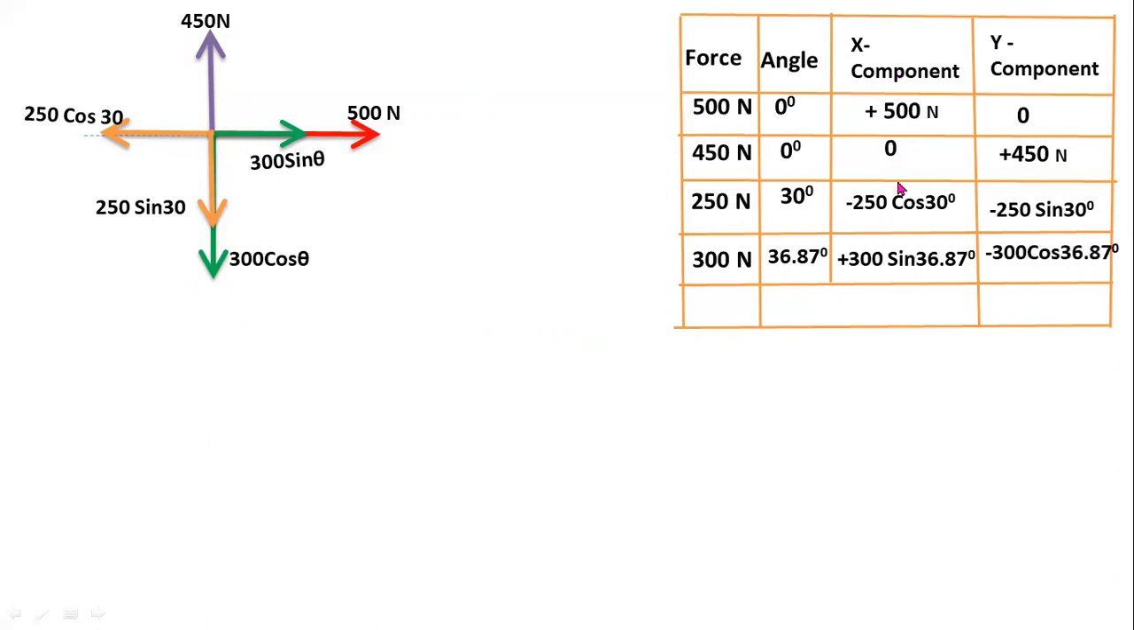By adding these horizontal forces, you get the value of summation Fx, the sum of all horizontal components. So the answer is summation Fx equals 463.49 newtons. Now these are the y components. By adding these vertical forces, you get the value of summation Fy. The answer is plus 85 newtons.